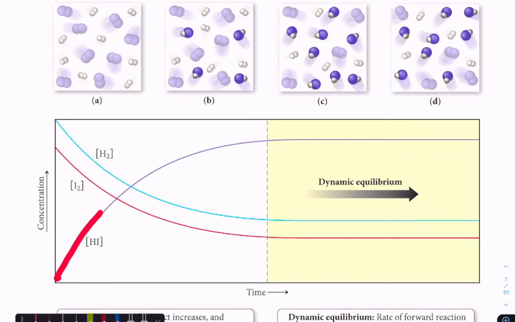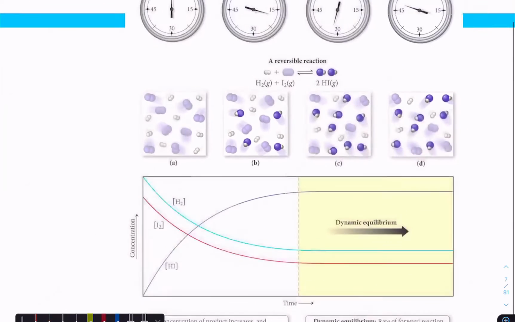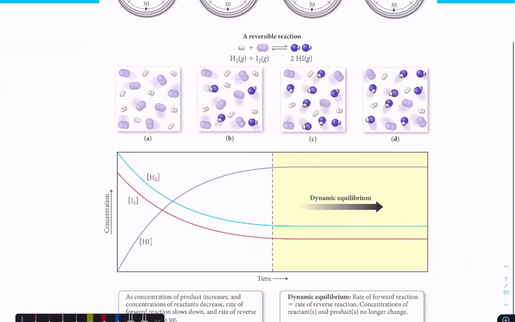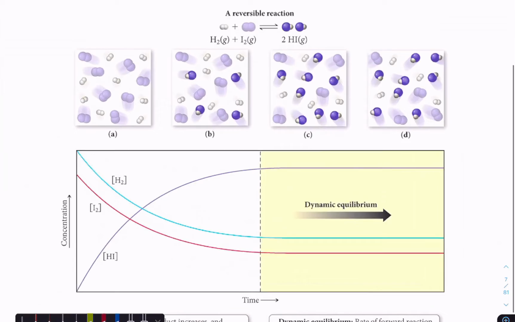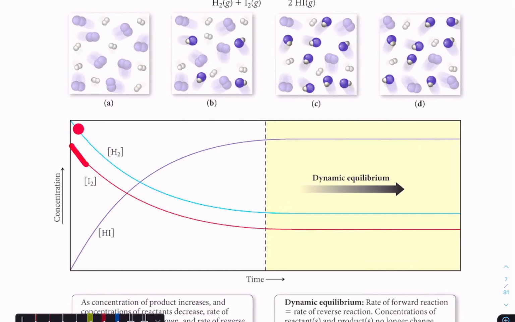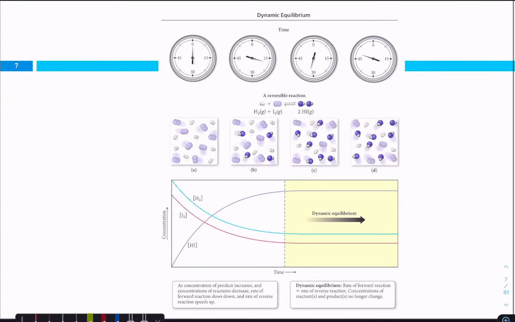And for hydroiodic acid, it's doing the opposite. I was talking about this backwards. The rate that it increases is just the opposite of the rates of the hydrogen and iodine. So as it's increasing, its rate is initially at its maximum, but as we run out of reactants, its rate of production slows down until they reach that equilibrium point where they balance.